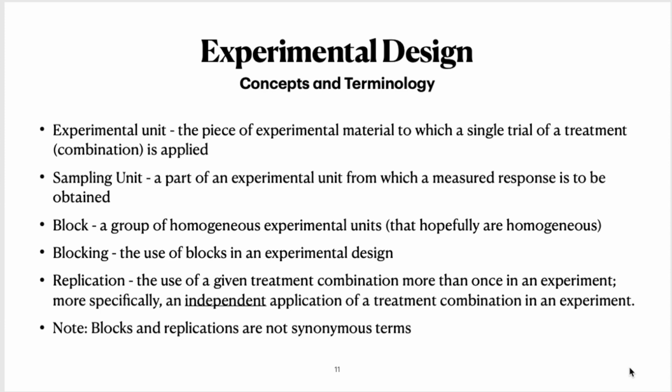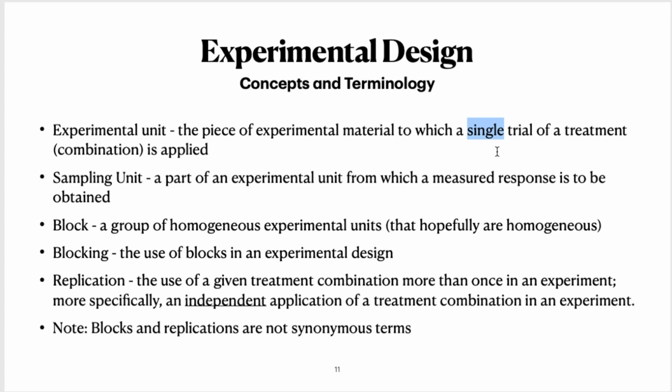An experimental unit is the piece of experimental material to which a single trial of a treatment or treatment combination is applied. So again, we have experimental units. These are the people, the subjects, the animals, the plots of ground, or whatever that we're using in our experiment, and to which we are applying a single application of a treatment combination.